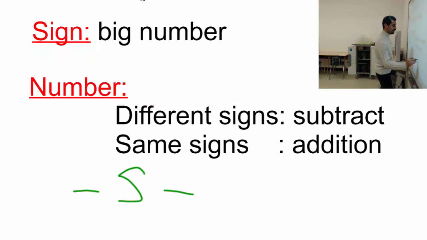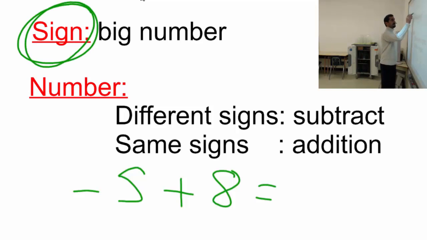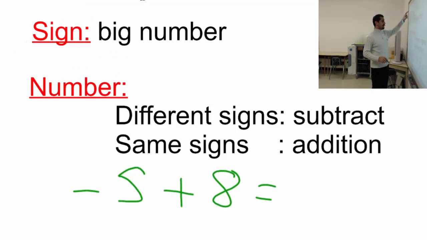Minus 5 plus 8. So let's do that. Sign. Big number. So which one is the big absolute value we are talking about? Which one is the big number here? 5 or 8? Don't ignore the sign. Just look at the number. Which one is the big one? 8 is the big one. So 8 has plus in front of it. So your answer must be a plus sign.